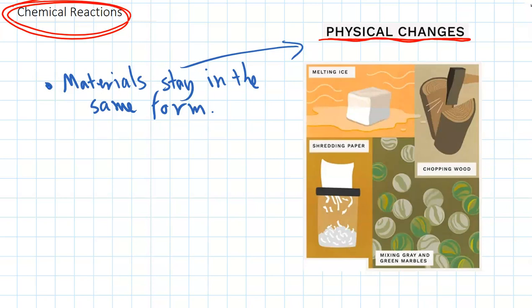So here's a whole lot of physical changes that we can do. You can take some ice and you can melt it. That ice is still made of water when it's ice and when it's melted into liquid water. So the material stayed the same, it's just physically changed. If you chop up a piece of wood, that wood's still made of wood molecules. We're just changing the shape of them and changing how they're connected. The same with shredding paper. It's still paper once it's shredded, so those molecules haven't changed. And if you mix together different coloured marbles, they're still made of the same material too.